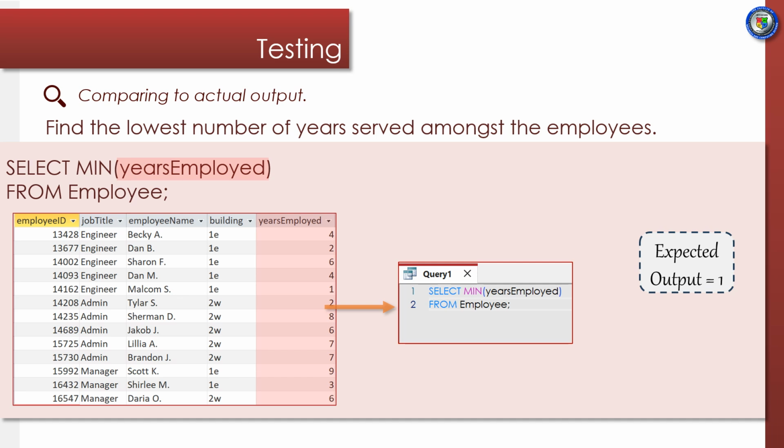This query is then run and we get our result, which is 1. On comparing these, we can see that they're the same. Our expected and actual outputs match.